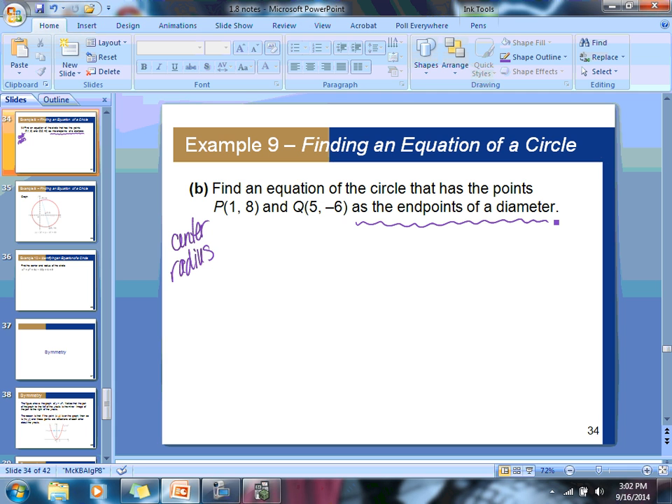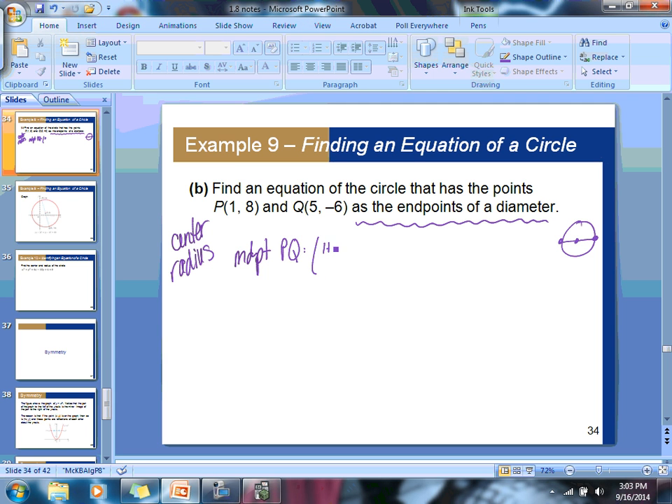Now, if you take the endpoints of your diameter and find the point that is in the middle of them, what is that going to be? That's the center of my circle. So in order to find the center, I'm going to have to find the midpoint of PQ. So I need the midpoint of that diameter, PQ.